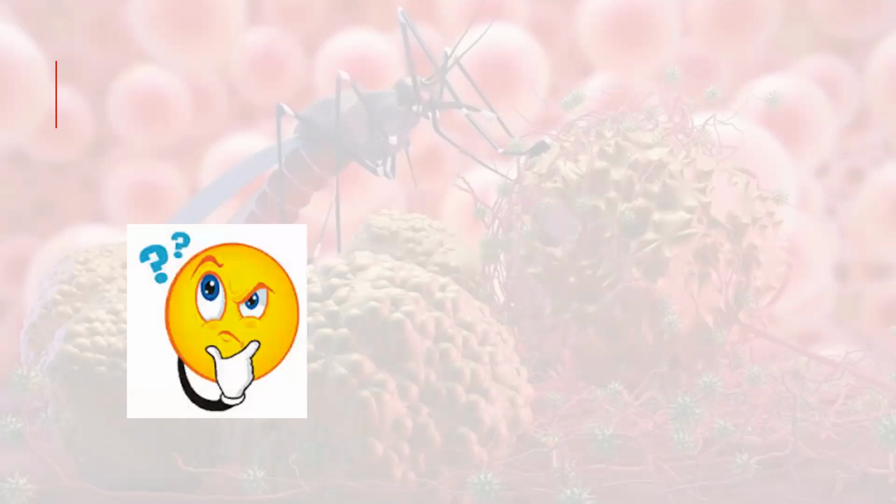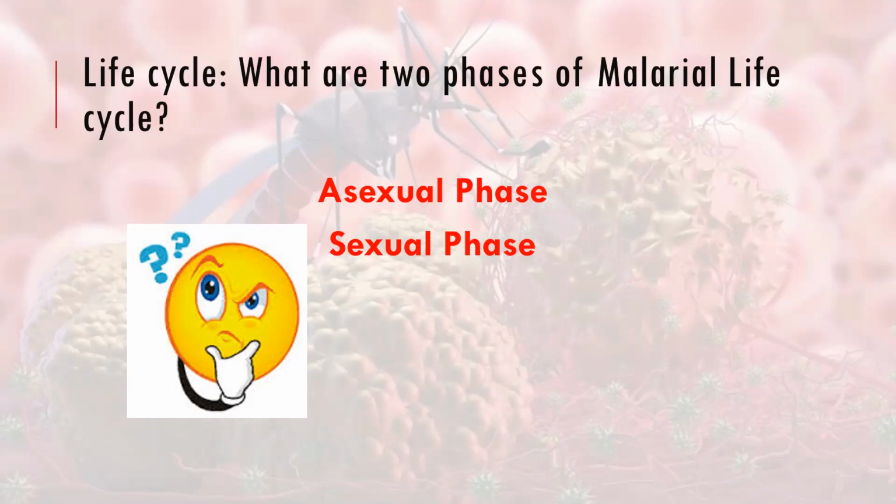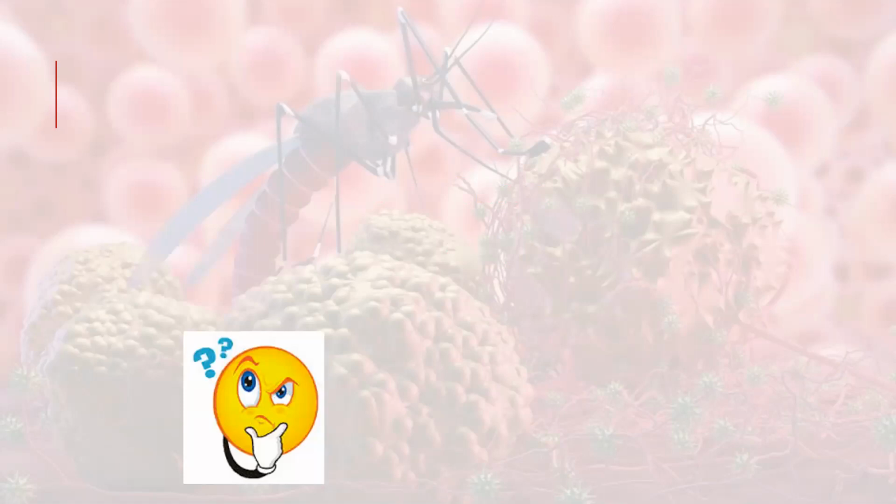Another question was, what are the two phases of the malarial life cycle? Take note that there are two phases: number one, the asexual phase, and of course, the sexual phase. So we have here your schizogony and sporogony. So what is schizogony and what is sporogony? Mamaya pag-usapan natin yan in the life cycle.